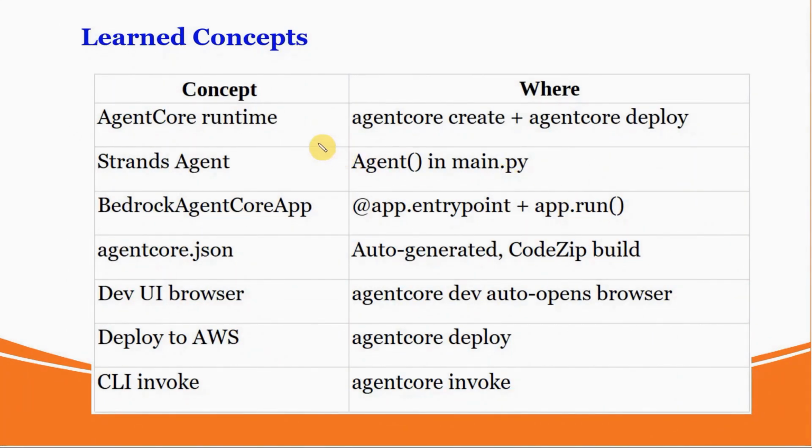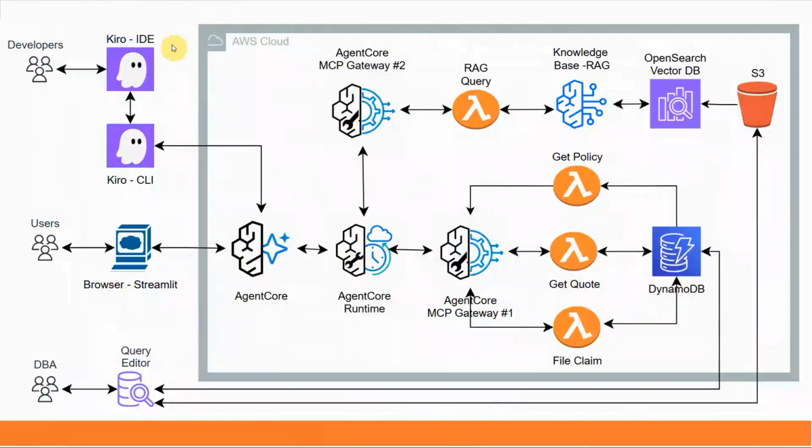So far, the concepts we learned are AgentCore runtime and Strands agents. If you open the main.py, we have included those agents, and similarly the Bedrock AgentCore app and all those things. So at this point, we have completed the Hello World AgentCore app, which we pushed from a developer perspective. Now, in the next few minutes, we are going to be doing the same thing through the browser.